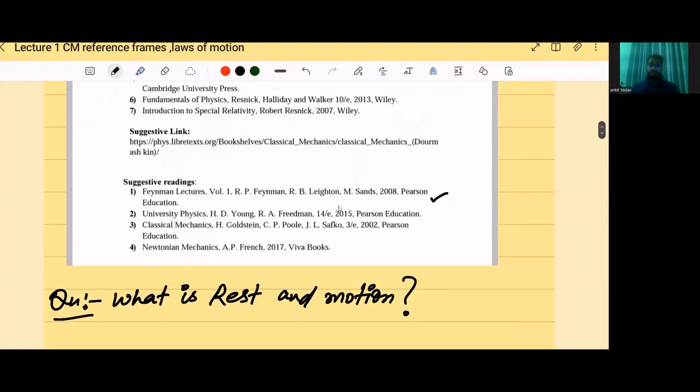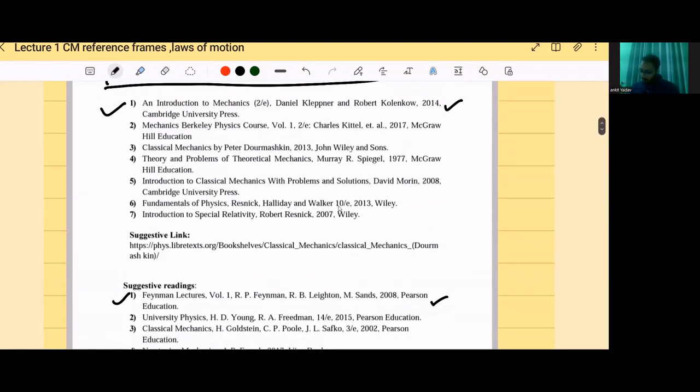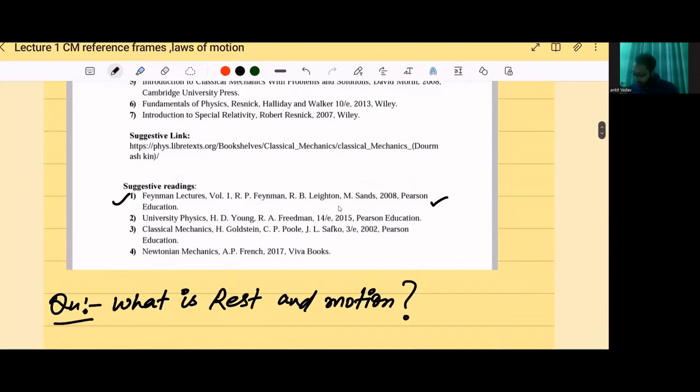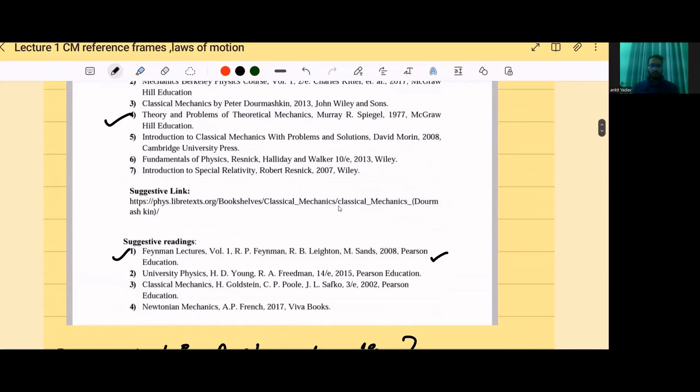Now, one more read, a very interesting book, the Feynman Lectures. It's a book which you can say is the compilation of notes or lectures given by Richard Feynman. It's also a very good read. For problem solving, you can have a look at this book, Theory and Problems of Theoretical Mechanics by Spiegel. Now, without further ado, let's carry on with our lecture.